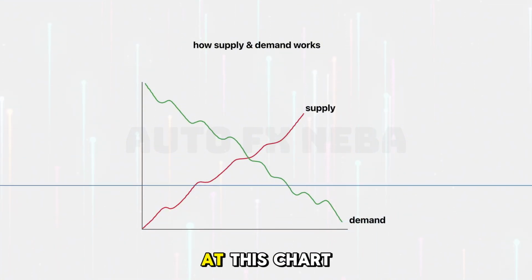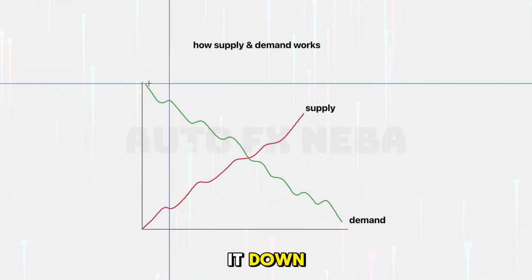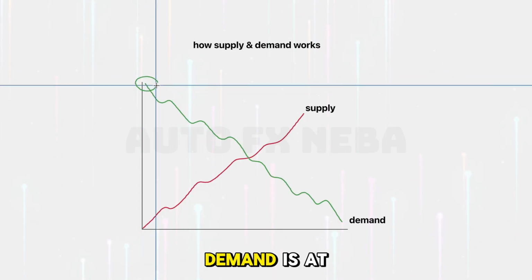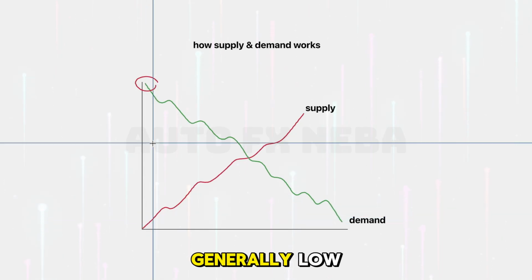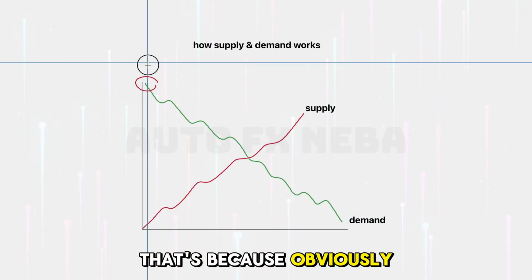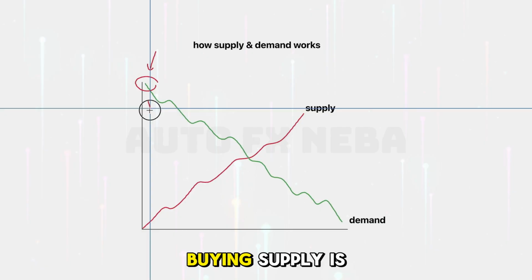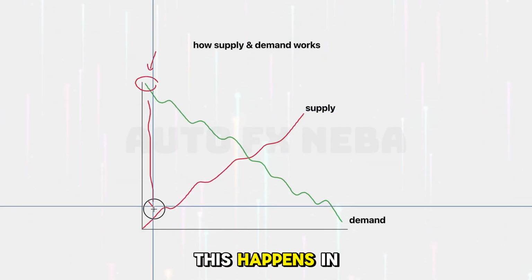So if we take a look at this chart, we'll explain it as we break it down. Here we have a point where demand is at its highest. When demand is high, supply is generally low. That's because, obviously, with everyone up here buying, supply is taken up. This happens in all markets.